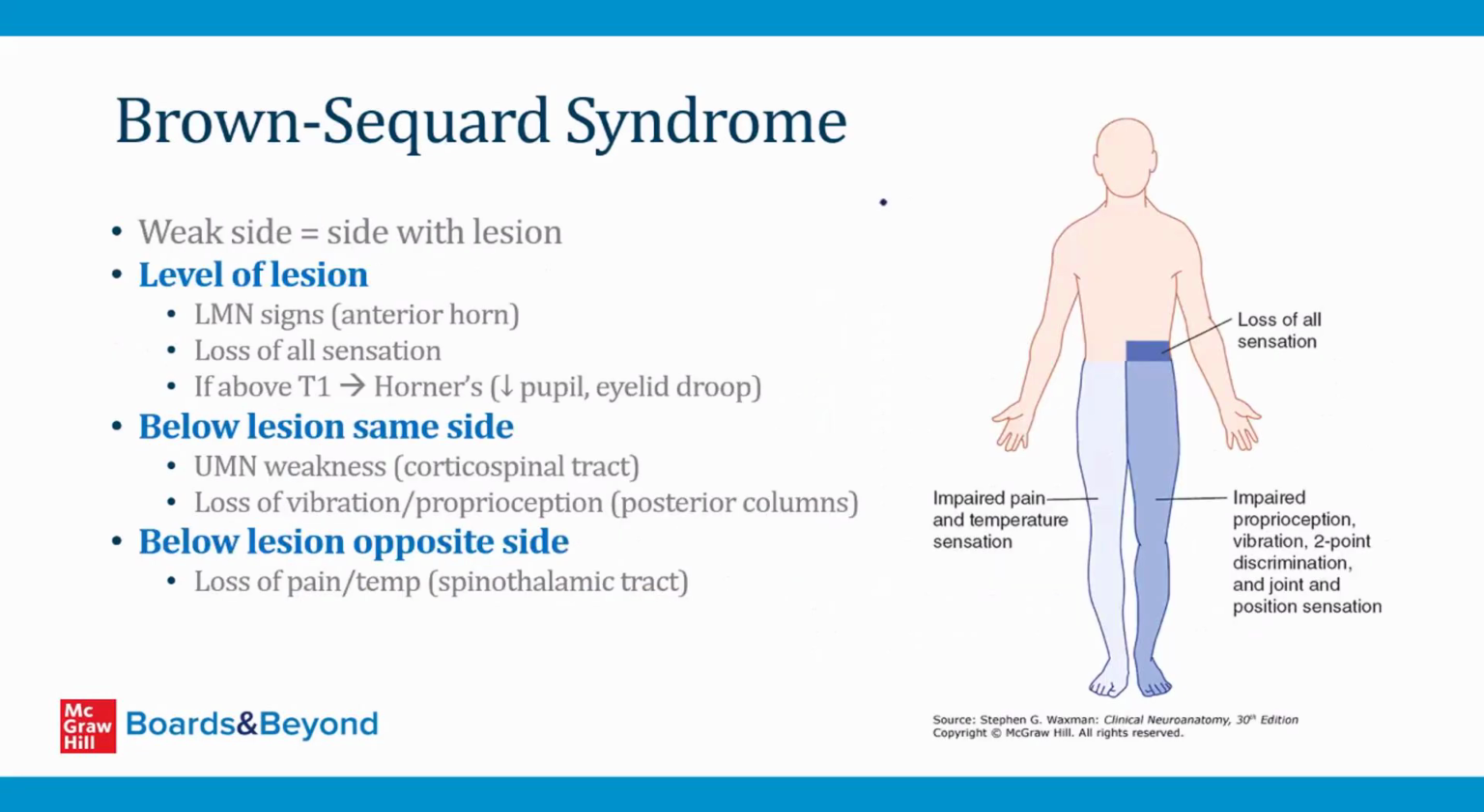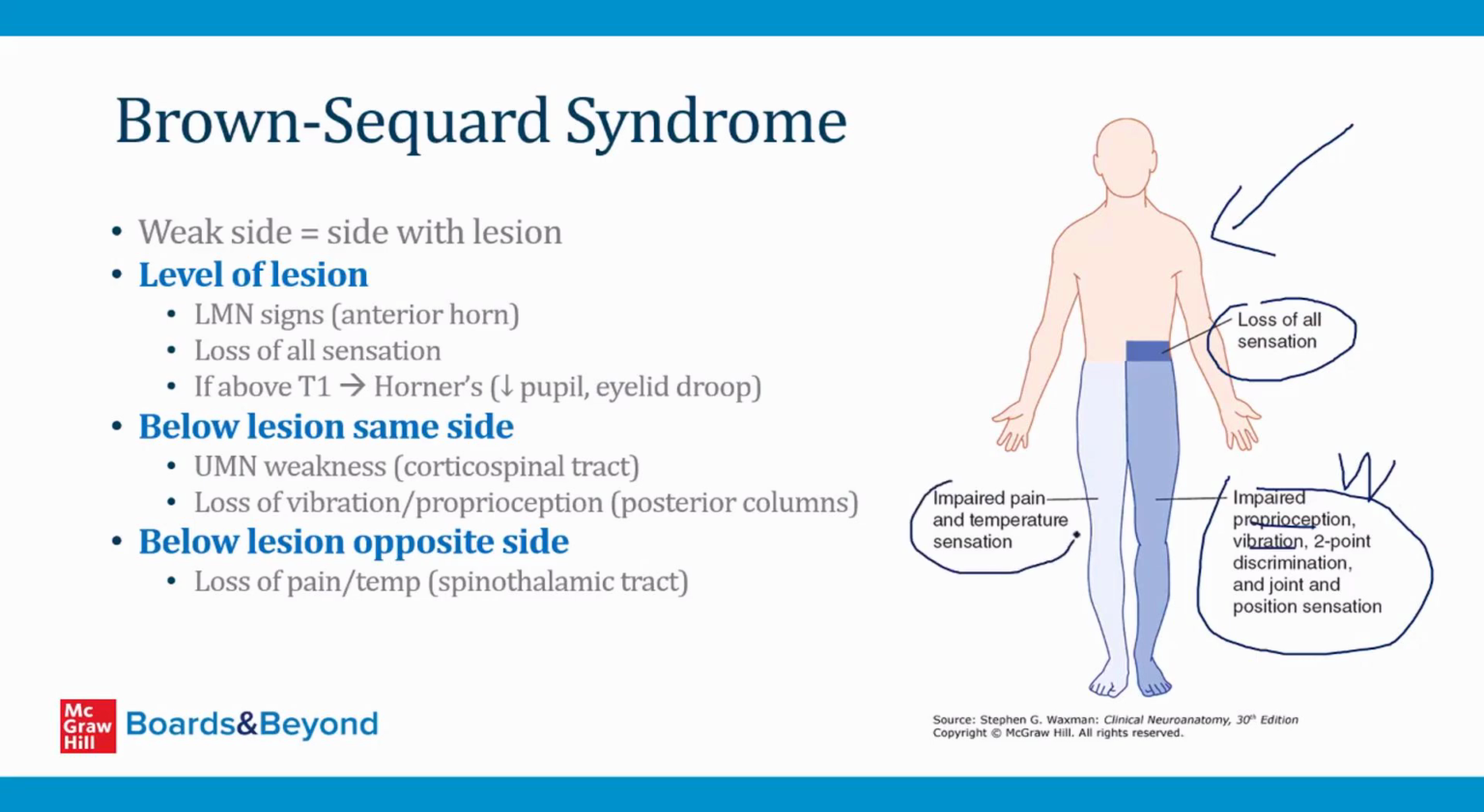So the way most people remember this is by remembering this diagram, which I've shown right here. So at the level of the lesion, on the side of the lesion, you lose all sensation. Below the level of the lesion, you have impairment of all these things described down here. First of all, you lose proprioception and vibration. This is from loss of the posterior columns. You're also going to have weakness down here, but it's going to be with upper motor neuron type features. On the opposite side of the body, this is where you've lost the spinothalamic tract. So this is where you have impaired pain and temperature sensation.